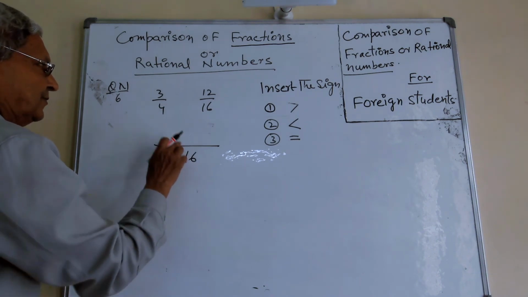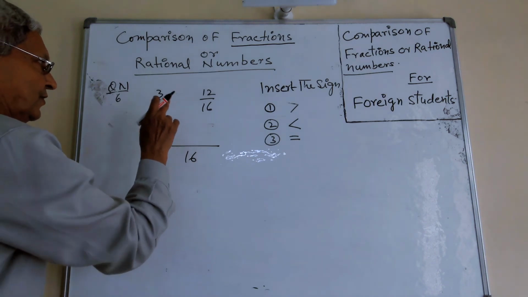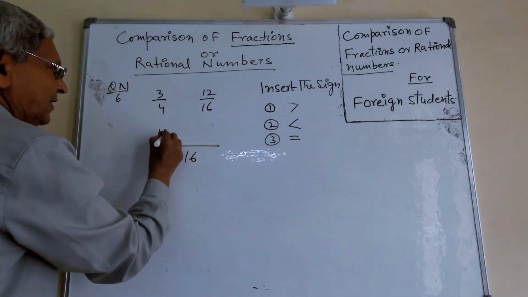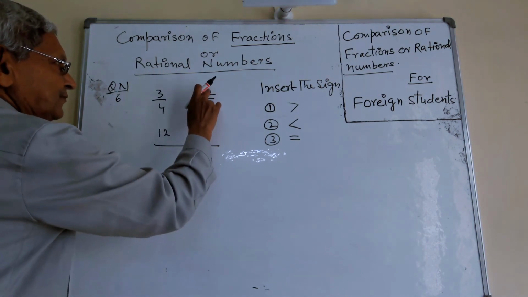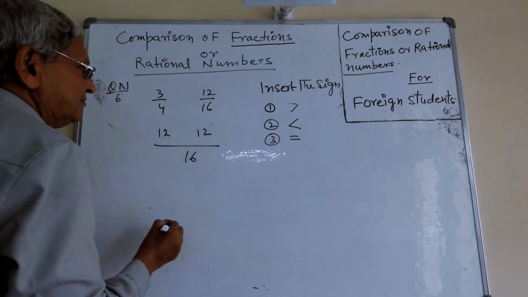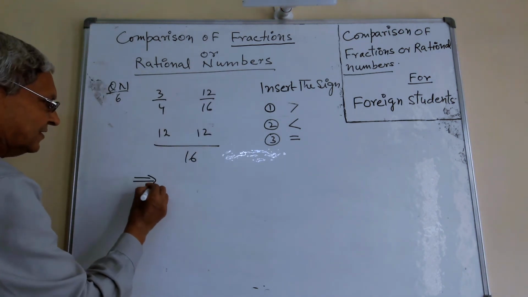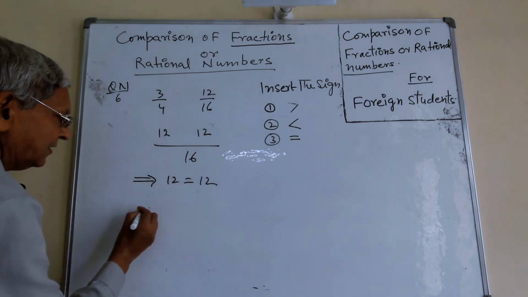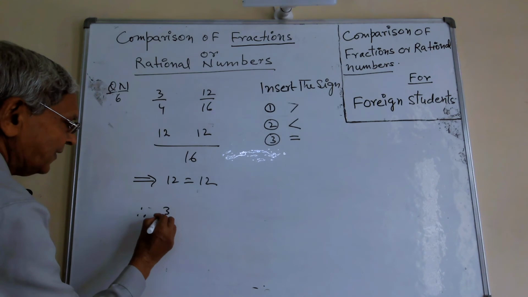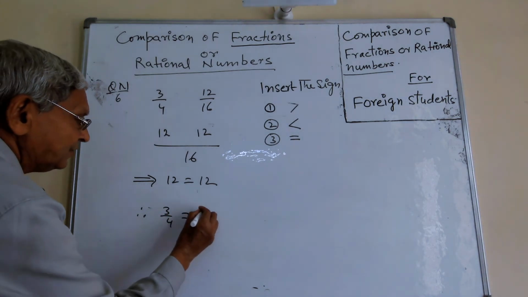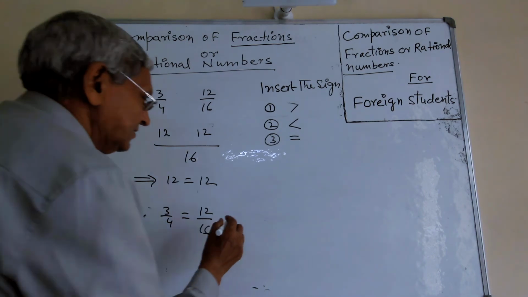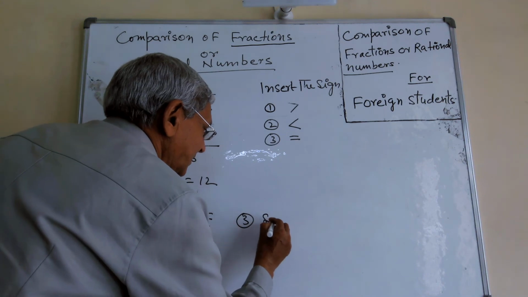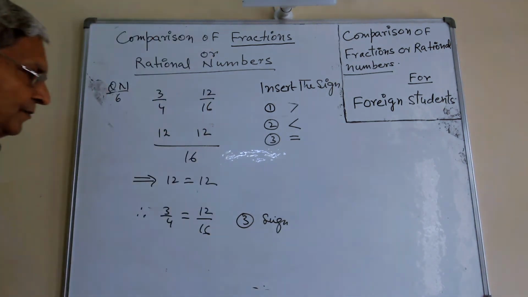Now divide 16 by 4. You will get 4. Multiply 4 by 3, 12. Divide 16 by 16, 1. And multiply 1 by 12 is 12. Here you see, this implies that 12 is equal to 12. Therefore, 3 by 4 is equal to 12 by 16. These two fractions are equal. And my dear student, the third sign we have to put between these two fractions.